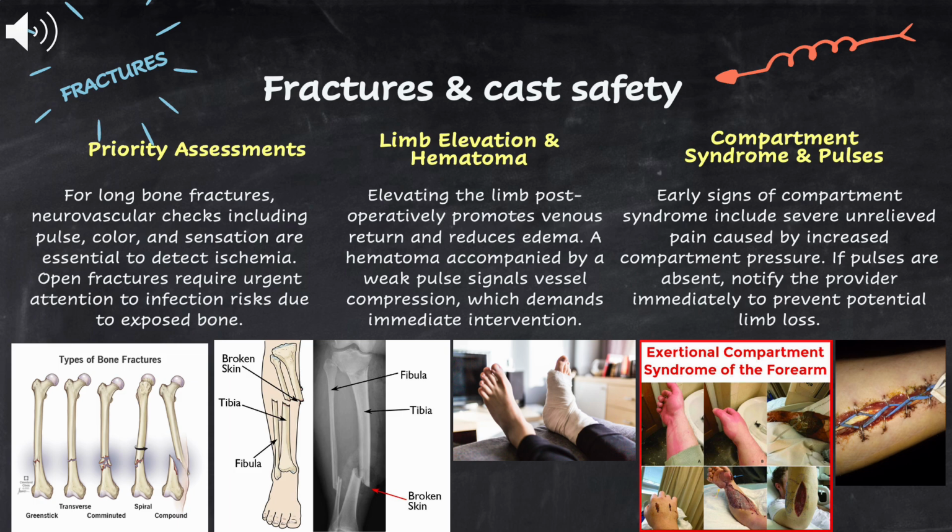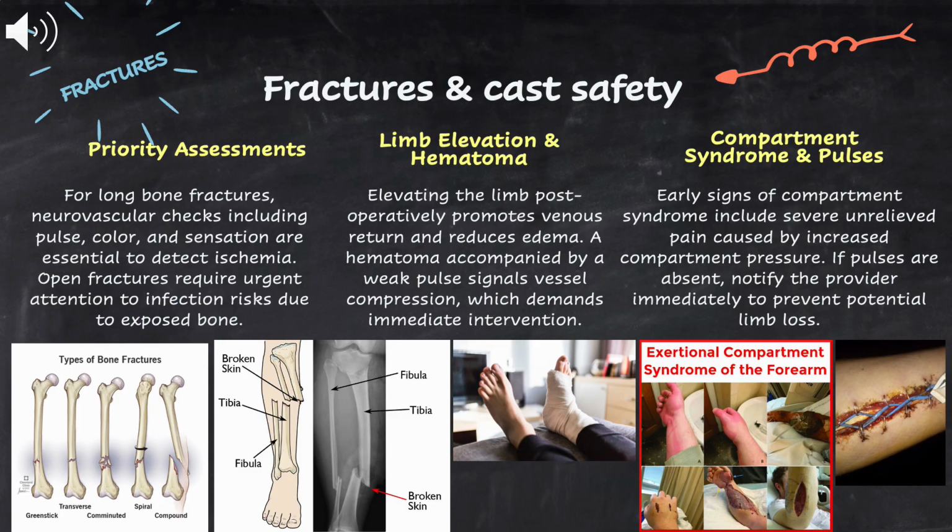Next, limb elevation and hematoma. Elevating the affected limb helps promote venous return and reduce swelling. However, if a hematoma develops and the pulse becomes weak, this may indicate vessel compression. That requires immediate intervention. Now, compartment syndrome.